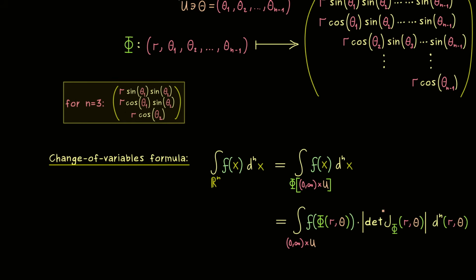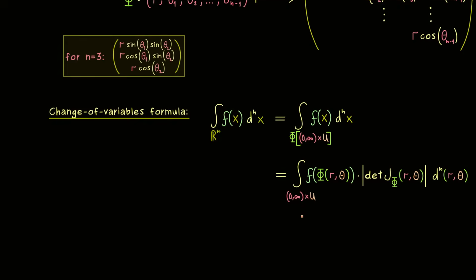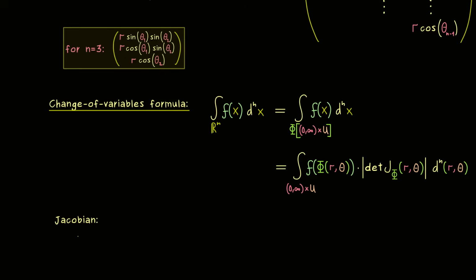And with that we have it. Now we change the variables to r and all the theta angles. So you could already say, this one here is integrating in polar coordinates, but of course we can make this whole formula much nicer. And in order to do that, we first should look at the Jacobian. This means we just have to calculate partial derivatives of this whole function phi from before.